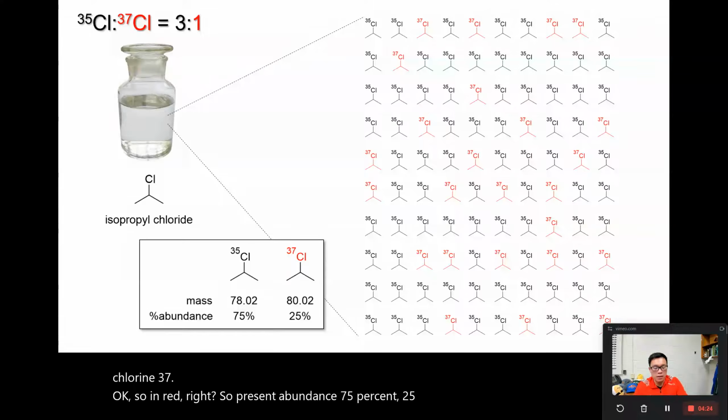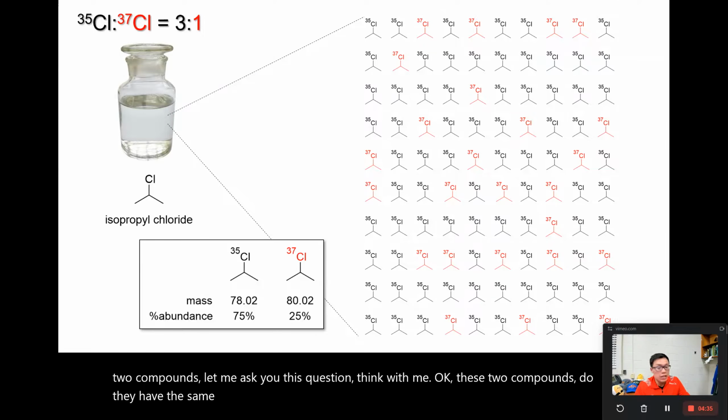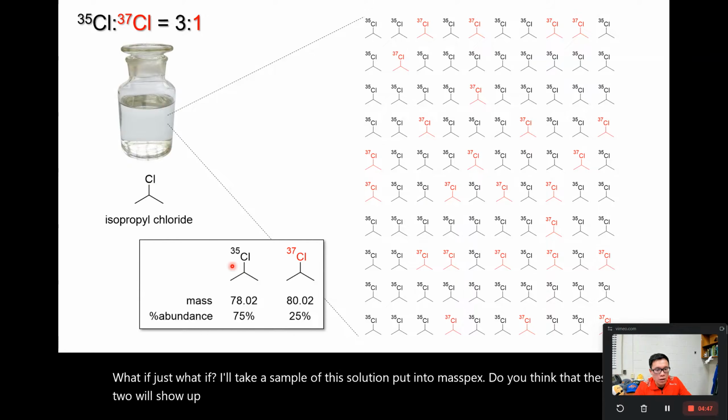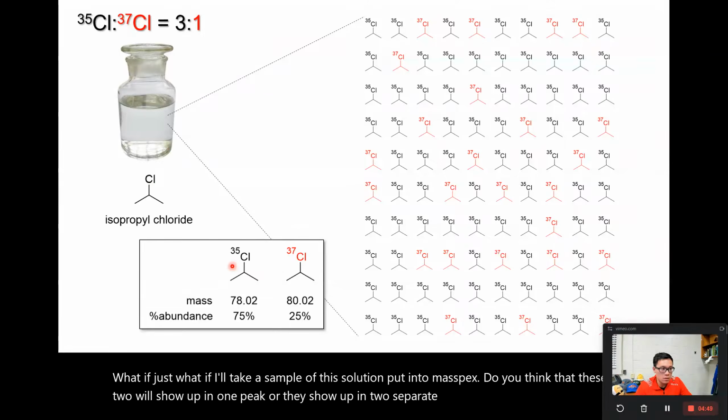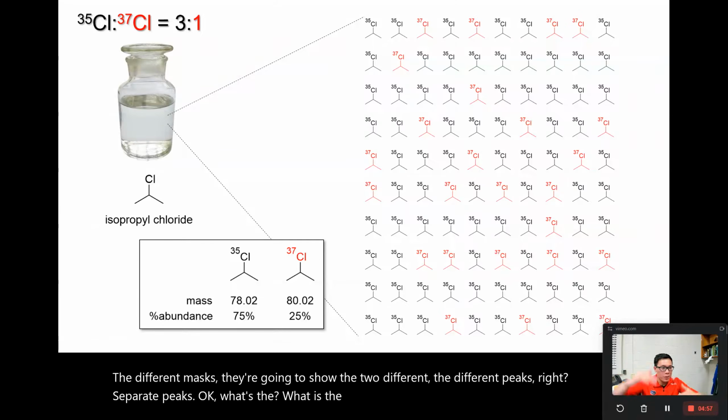Now, this matters because of these two compounds. Let me ask you this question, think with me. These two compounds, do they have the same mass? No, they don't have the same mass. What if I take a sample of this solution and put it into the mass spec? Do you think these two will show up in one peak, or in two separate peaks? They're different masses, so they're gonna show two different peaks, separate peaks. What is the height of those two peaks? It's gonna be a 3-to-1 ratio, 75%, 25%.